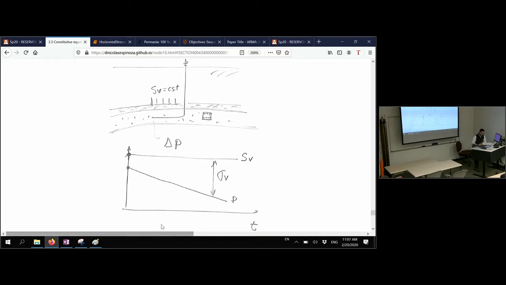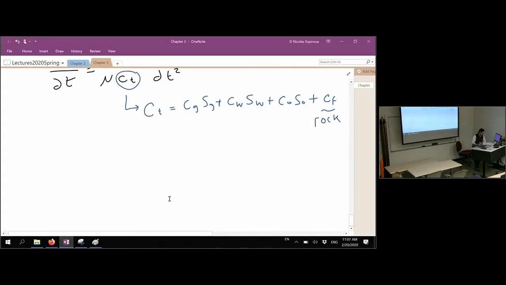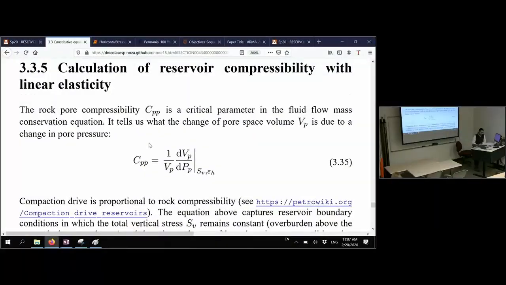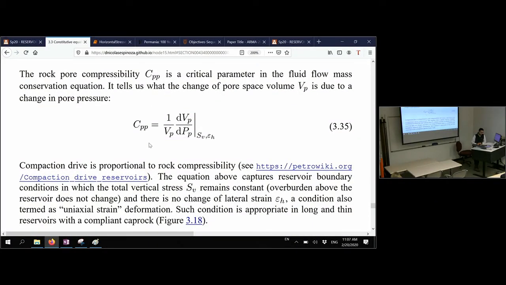And our objective now is going to be to link that rock compressibility to what we use in reservoir engineering, which is the pore compressibility. All right, so let me come back over here. In reservoir engineering now, we can define what the rock pore compressibility is, and that's going to be the change of pore volume due to a change in pore pressure. Basically, this equation quantifies how much porosity changes as you change the pore pressure.